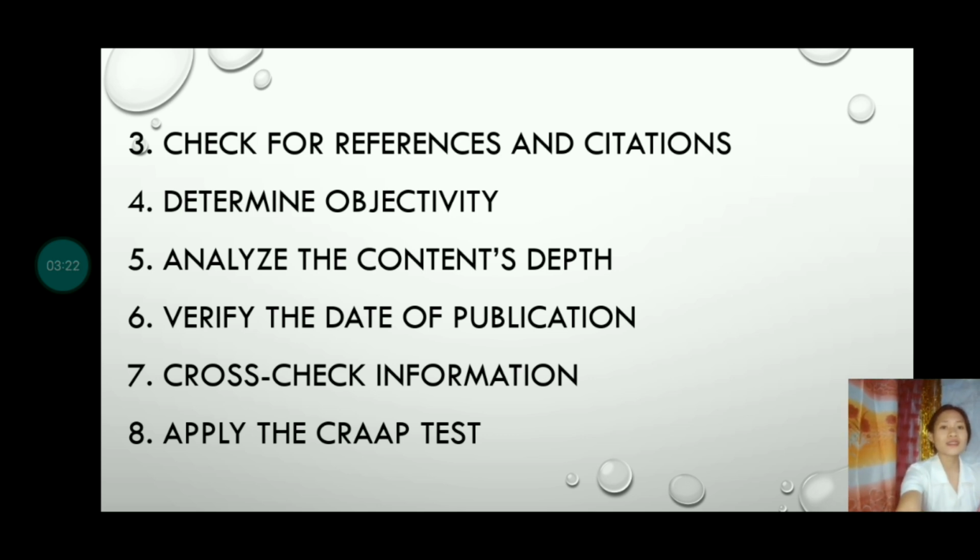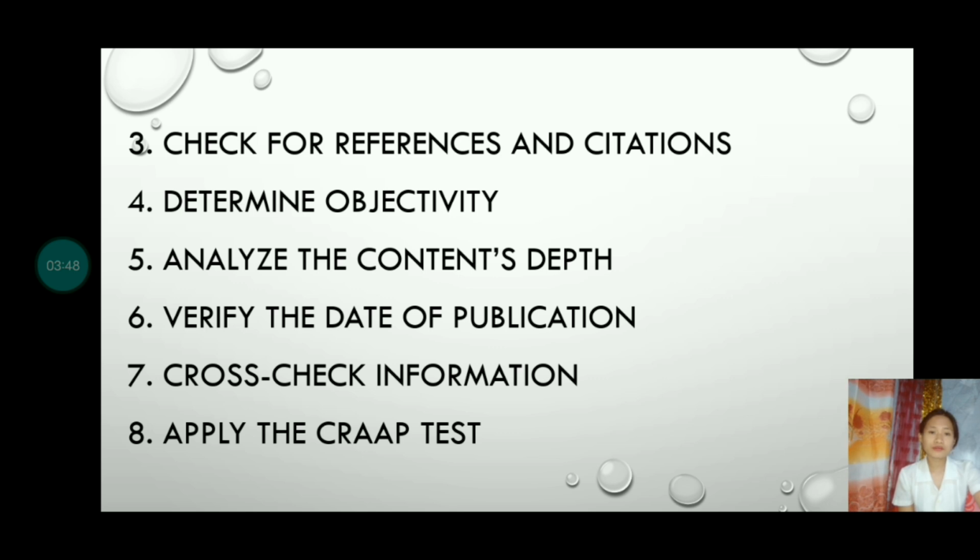Fourth is to determine objectivity. Look for unbiased and neutral language. Avoid sources that seem overly promotional or based on opinions rather than data. We need to look at the objectives, and whether the objective is related to the topic.